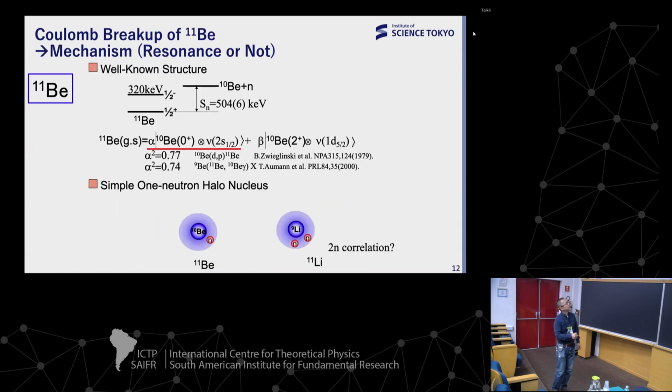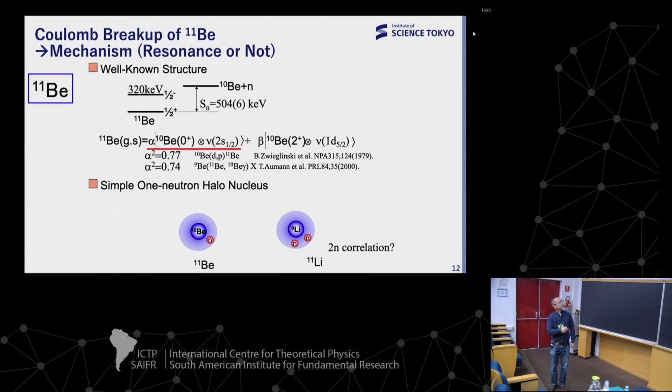But anyway, for beryllium-11, why did we choose it for this study? This is because beryllium-11 was rather well known since many years. For instance, the separation energy was rather precisely known, 504 keV plus or minus 6 keV at that time. So this was nice. At that time, lithium-11 had a large uncertainty in separation energies, for instance. And also, we knew that there is one excited bound state at 320 keV. And the famous thing is that the beryllium-11 ground state was 1/2 plus.